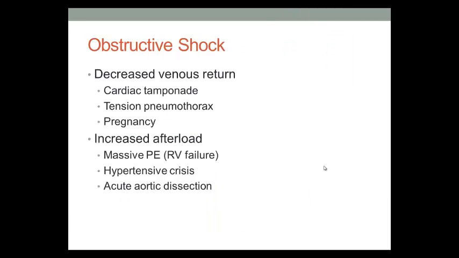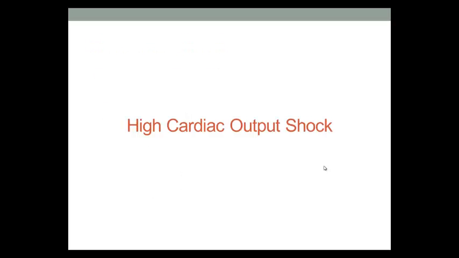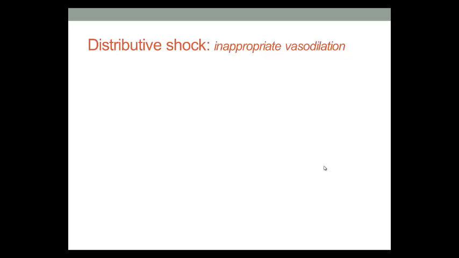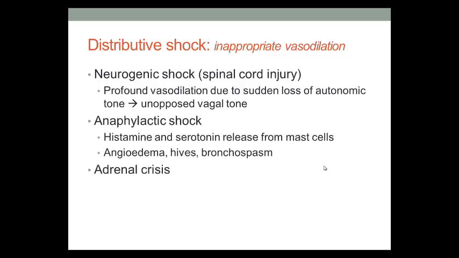So this is just a review of causes of obstructive shock, like we talked about. Tamponade due to decreased venous return, or massive PE or hypertensive crisis causing increased afterload. Our high cardiac output shock is your distributive shock, inappropriate vasodilation. And these are the 3 causes other than sepsis, right? Your neurogenic, which we don't really see that much. Anaphylactic, again, we don't see that much. And adrenal crisis, not that common. And again, from that breakdown, it was only about 4% of the causes of shock that we see.